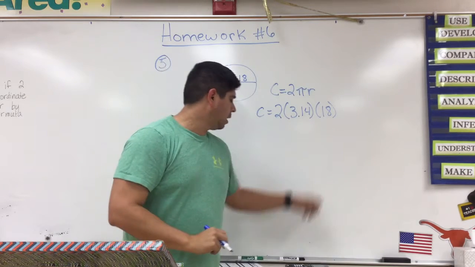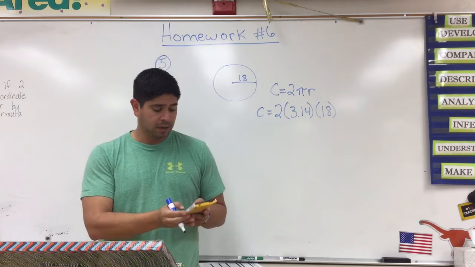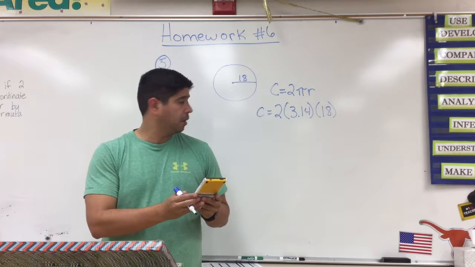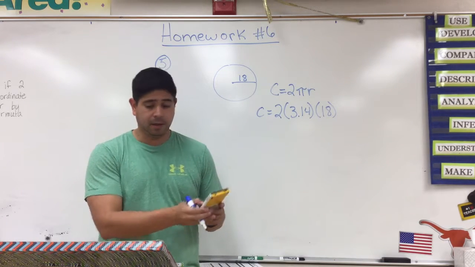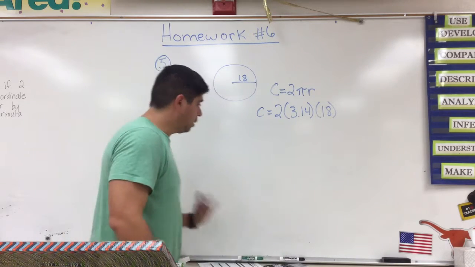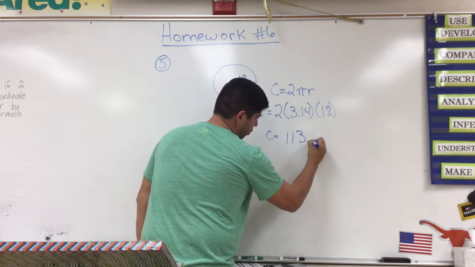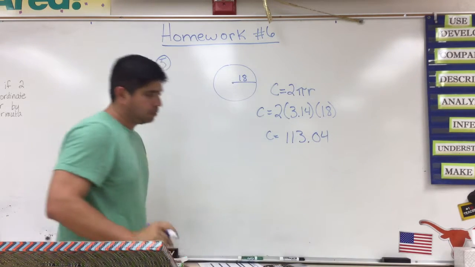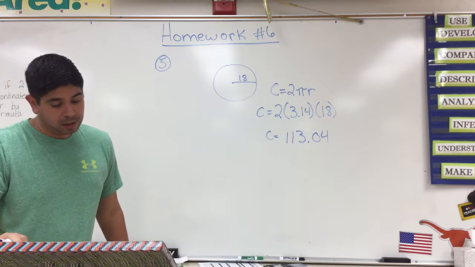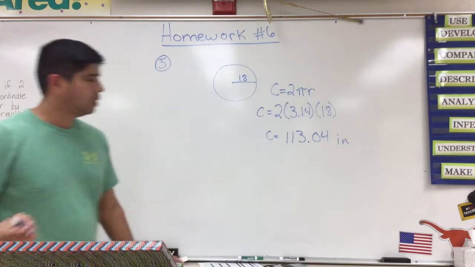You put this in your calculator exactly how it looks. I use the parentheses, you can just put the times. So 2 times 3.14, and then another set of parentheses, and then times the 18. And enter, we get our circumference of 113.04. And this is in inches. That's your answer.